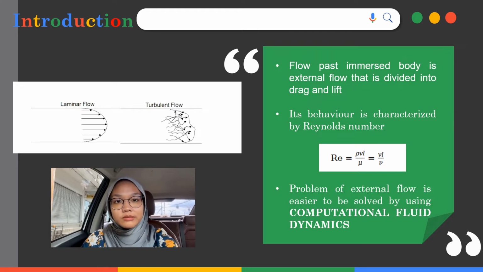The flow that passes the immersed body is considered as drag and lift. Its behavior is characterized by the drag coefficient, which depends on Reynolds number. The number determines whether the flow is laminar or turbulent. The problems of external flow are easier to solve using computational fluid dynamics because it serves as a numerical experiment by solving the governing equations using numerical methods.